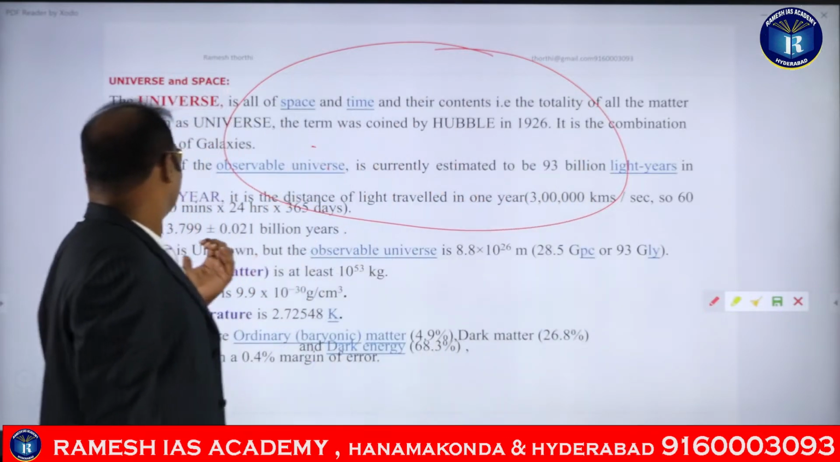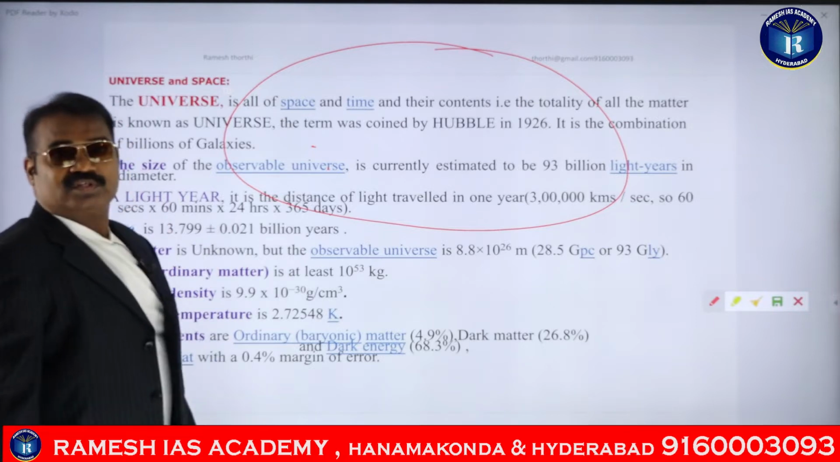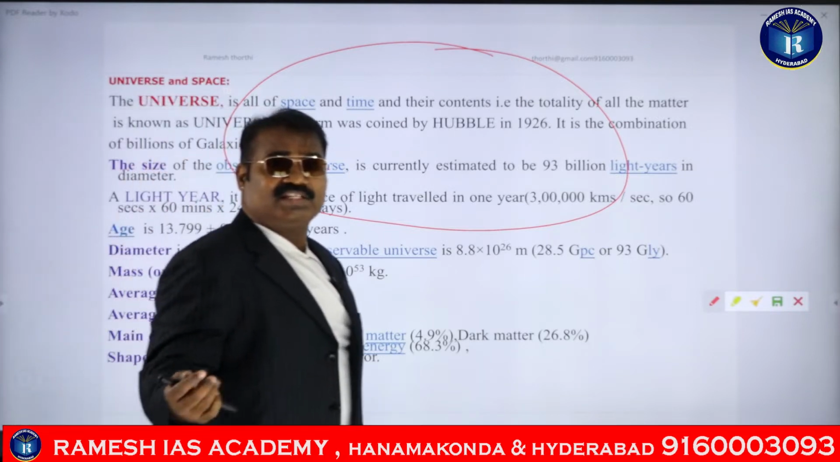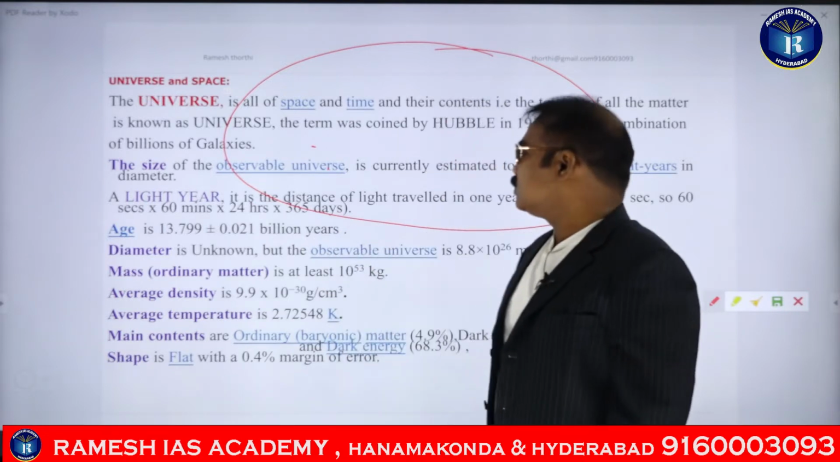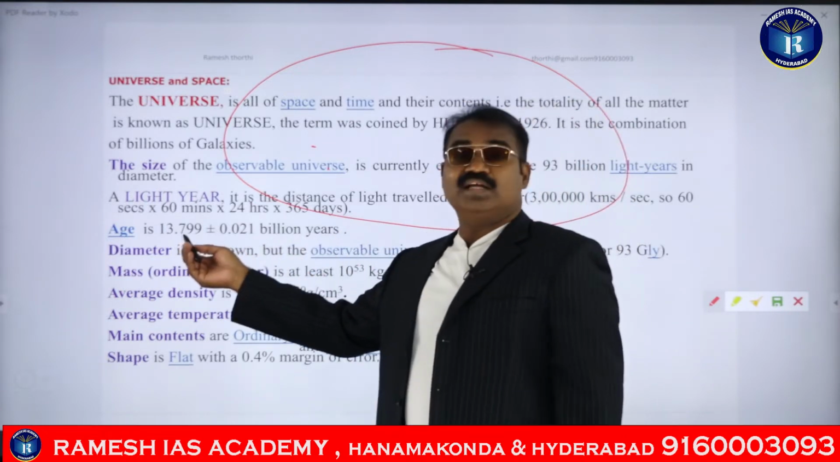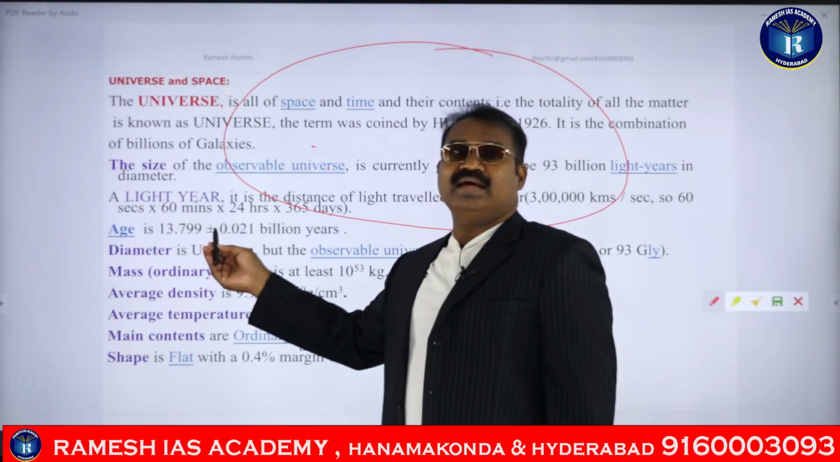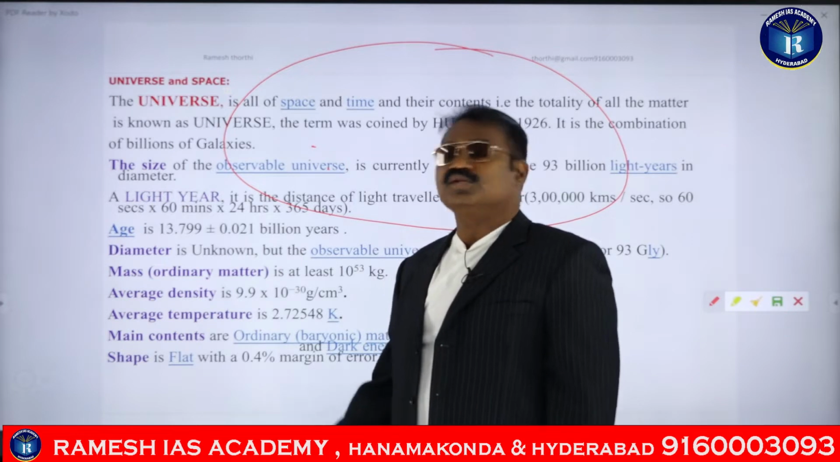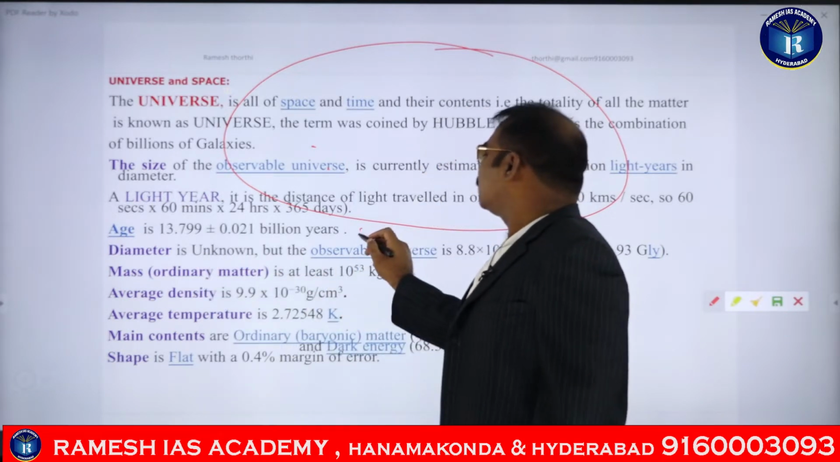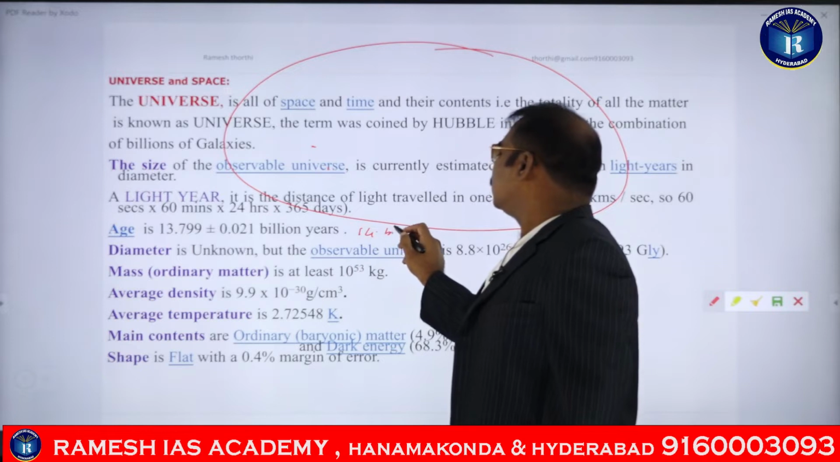Now, the age of our universe: generally whenever we talk about it, we say it is around 14 billion years, but it is 13.799 plus or minus 0.021 billion years. So it comes to around just 14 billion years.